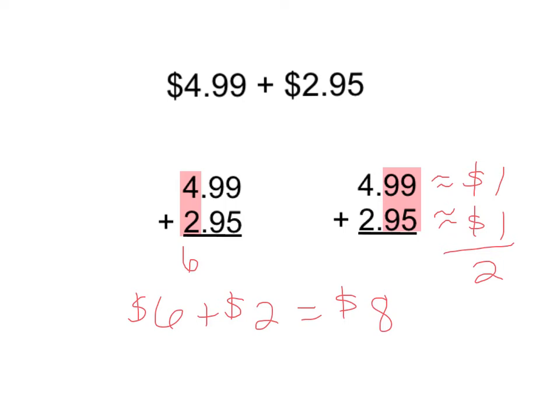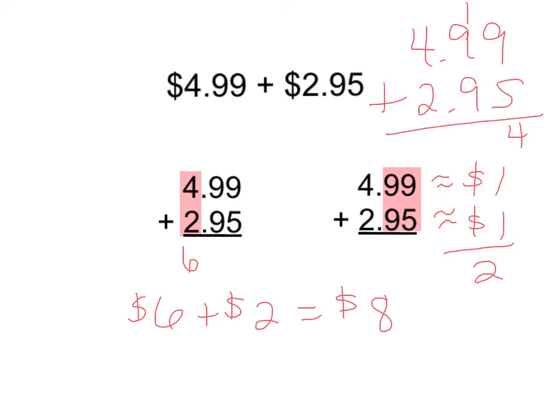If you want to check to see if your estimate is reasonable, we can just do the math. So $4.99 plus $2.95. 9 plus 5 is 14, carry the 1. 18 plus 1 is 19, carry the 1. 4 plus 1 plus 2 is 7. $7.94 is pretty close to $8, so our estimate is reasonable.